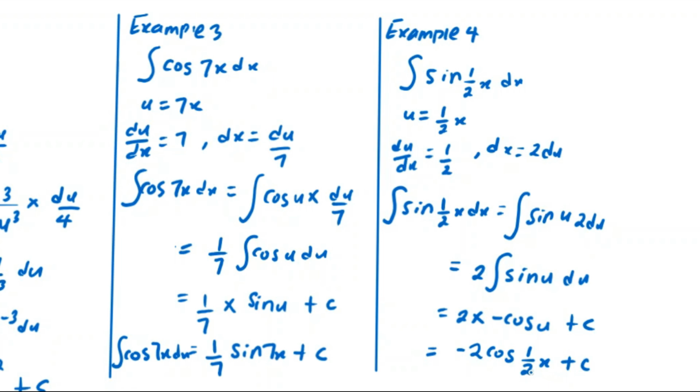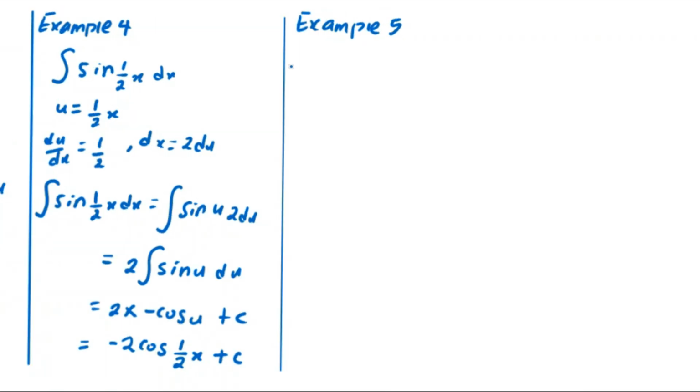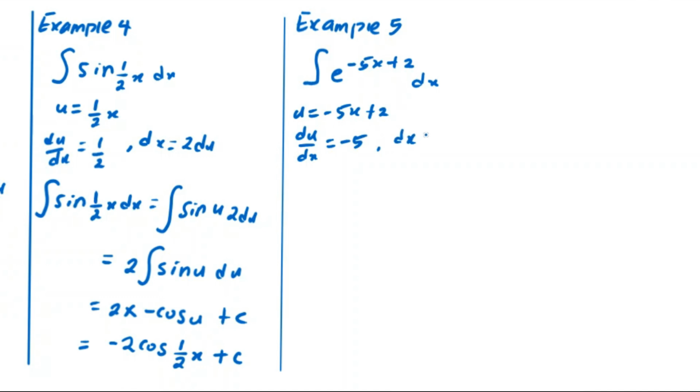So we'll take the last question now, which will be example 5 for this tutorial. Example 5, we are to integrate the exponential of minus 5x plus 2 with respect to x, which is dx. Same approach, we'll take u to be minus 5x plus 2. If u is equal to minus 5x plus 2, it means that du/dx is going to give us minus 5. If you make dx the subject of the formula, dx will give you minus du divided by 5.